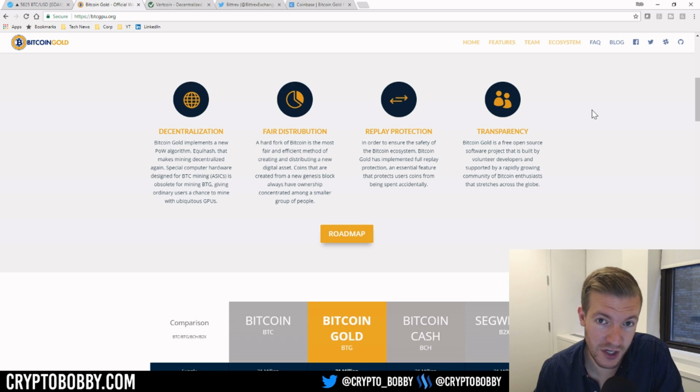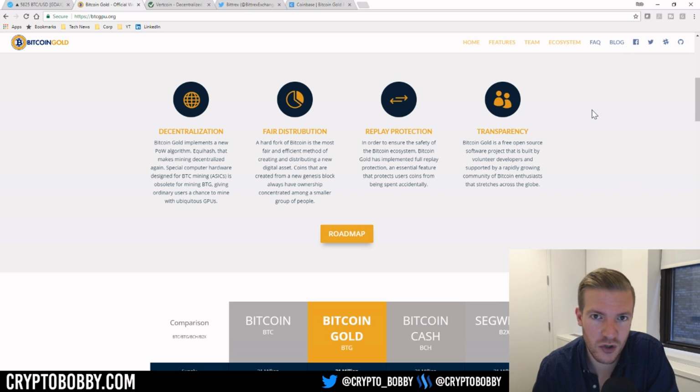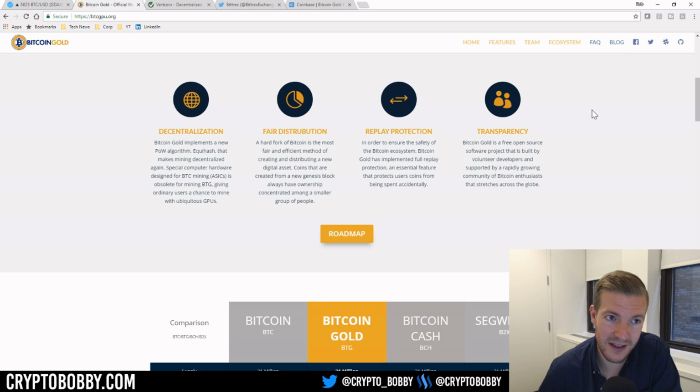Really, the only differentiating factor for Bitcoin Gold, in my opinion, is the fact that they're trying to implement a new proof of work algorithm called Equihash, which makes mining decentralized again. And really the purpose of this Equihash mining algorithm is that you can no longer use ASICs, or theoretically, at the time being, you can't use ASICs to mine Bitcoin Gold. You're going to have to use GPUs.